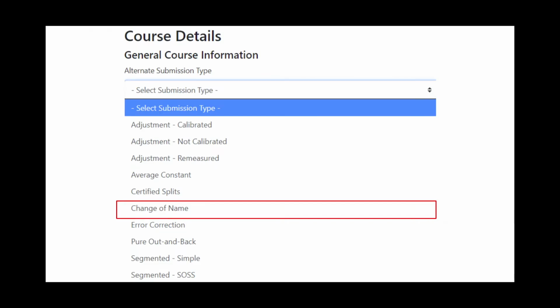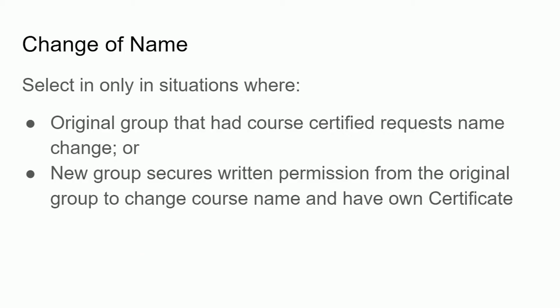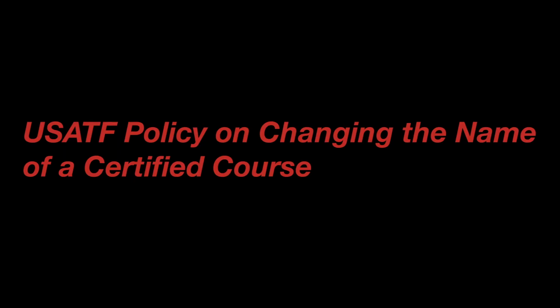Change of name. This course type is used only in two situations. One, where the group that originally had the course certified requests a name change and a new certificate, or two, a new group secures written permission from the original group to change the course name and have their own certificate. For details, see the USATF Policy on Changing the Name of a Certified Course.